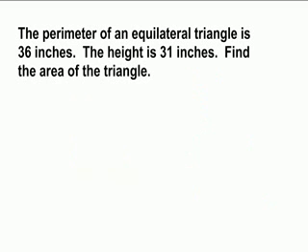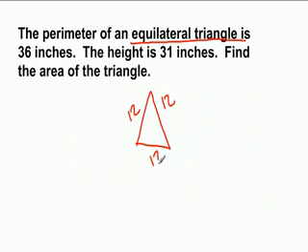Alright, the perimeter of an equilateral triangle is 36 inches. The height is 31 inches. Find the area of the triangle. Well, it says equilateral, so that means all sides are the same. It says it's 36 inches, so to find each side, we would divide by 3. So this would be 12, 12, and 12 inches. And then the height, they said, is 31.